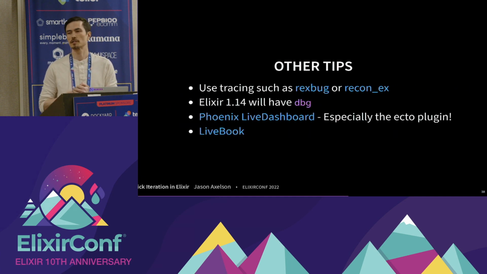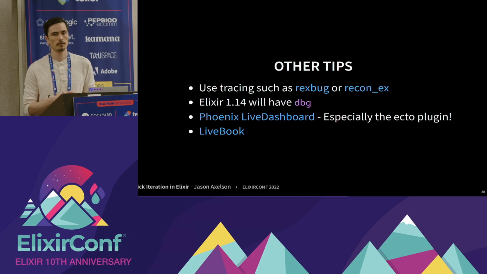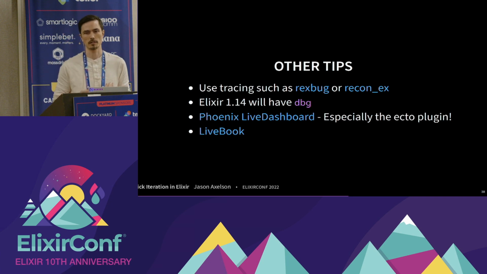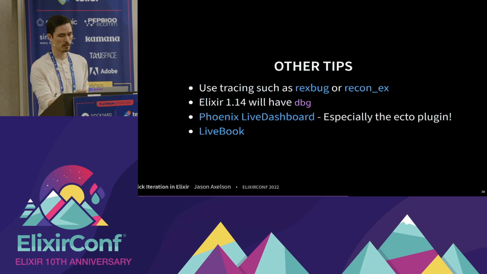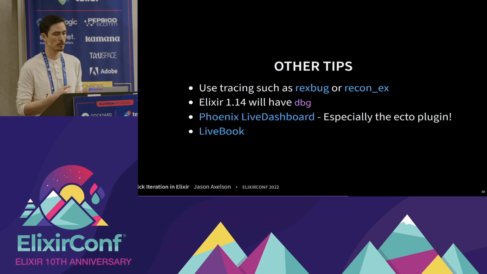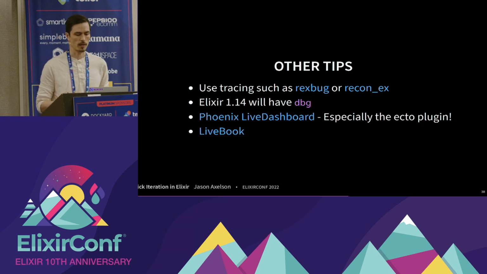Some other general Elixir tips: tracing is really helpful. You can see anywhere in your system when a specific module or function is being called, you can see the input to that function and the output of that function. And you can even do this in production, which is really cool. So some good tracing libraries are Rexbug and RecON. I'm really looking forward to Elixir 1.14, which will release the dbg macro, which will let you inspect a full pipeline to see the results of all of that, all in one step.